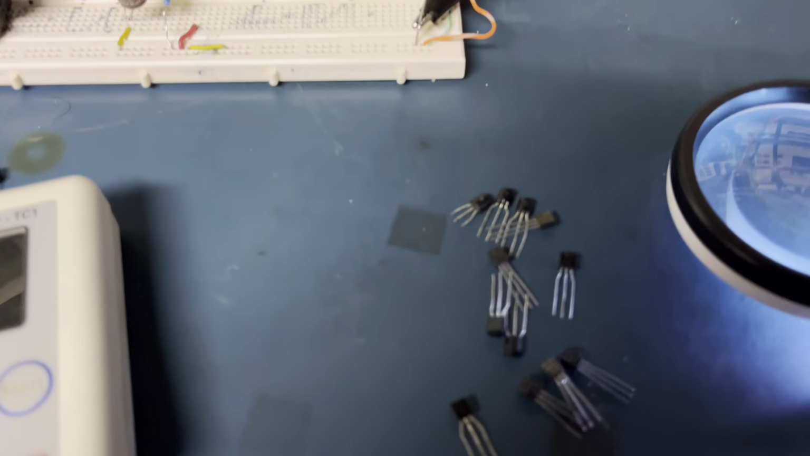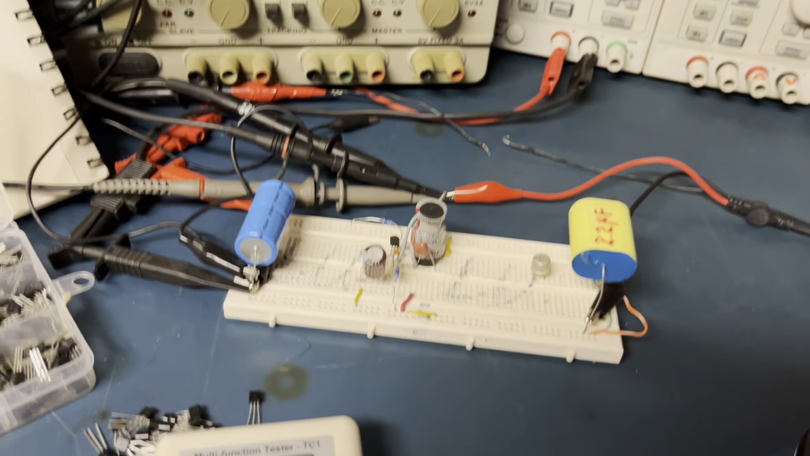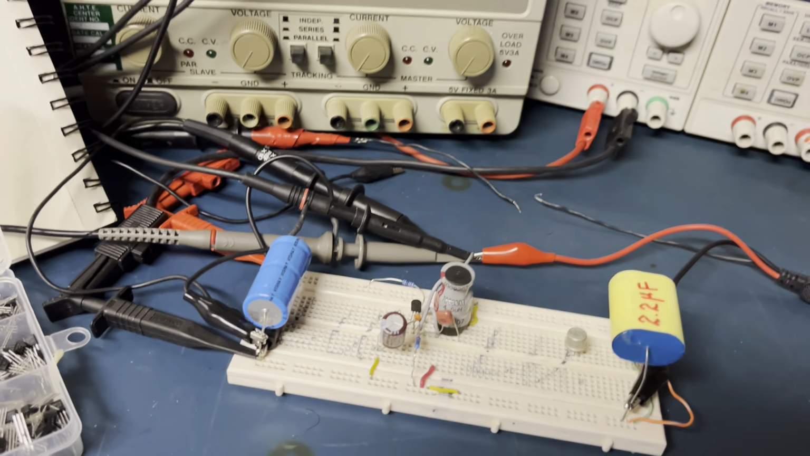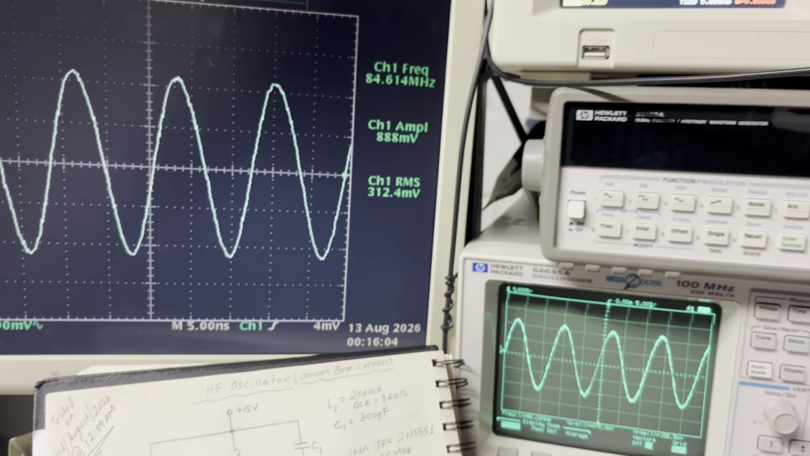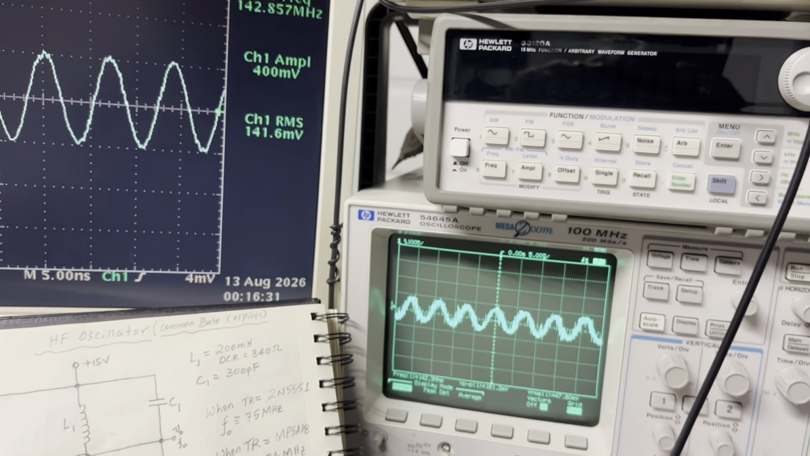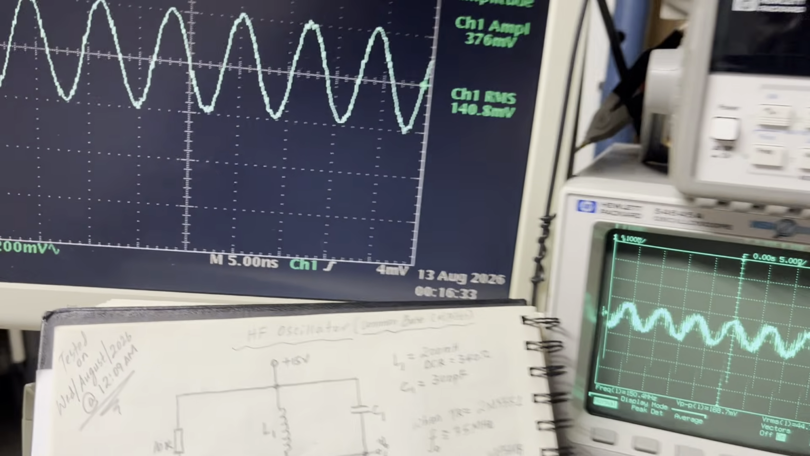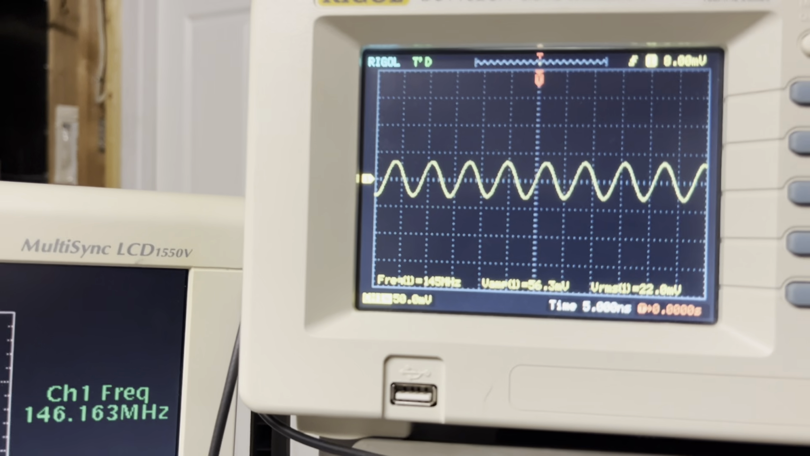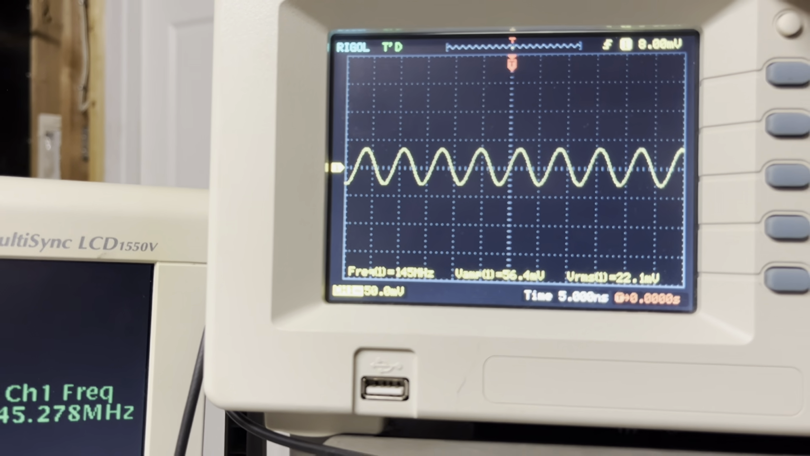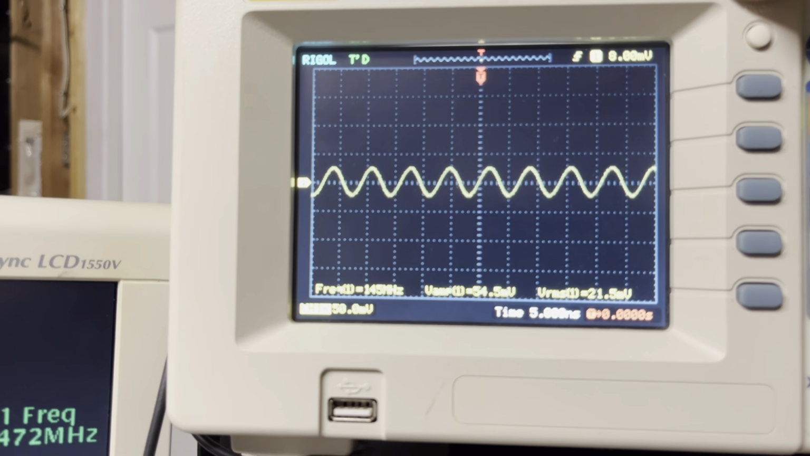Okay, now we're going to test the real S9018 transistor, and take a look at what frequency it oscillates. Just give me a second, let me put it in there. Okay, so it's in there. Actually, my Rigol scope is having a problem with it. It's reaching the limit of its bandwidth.